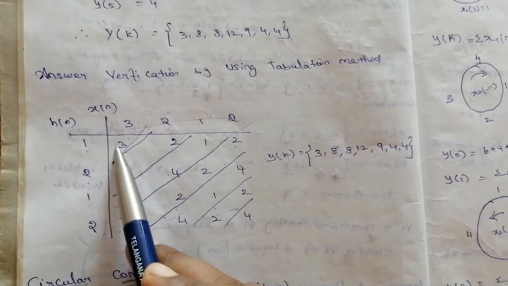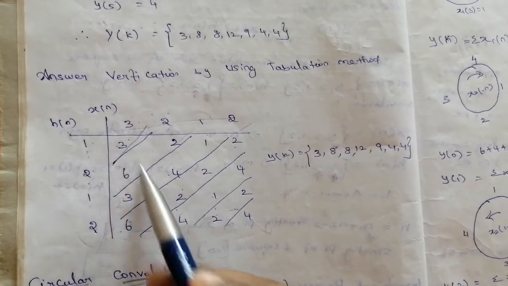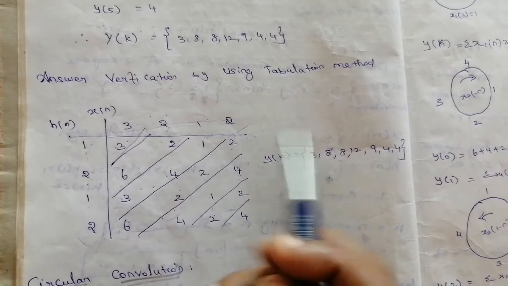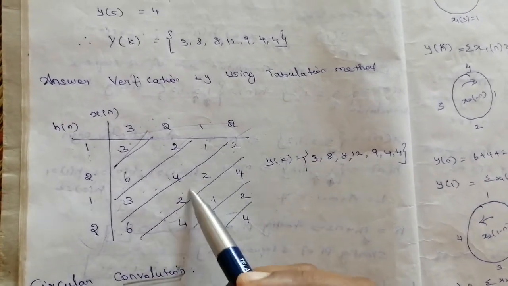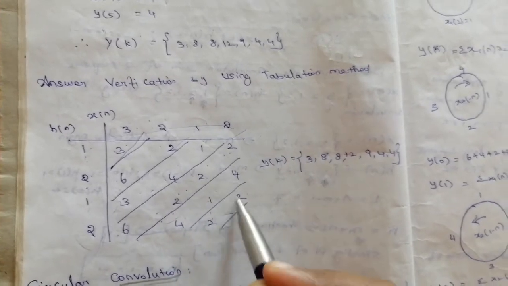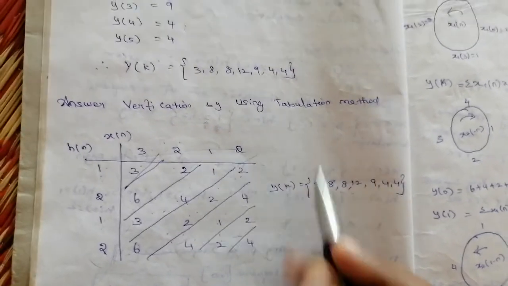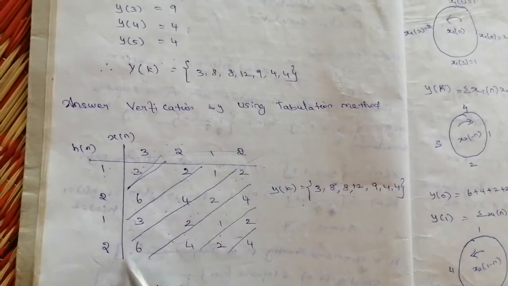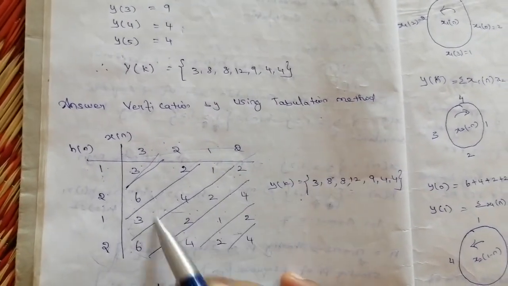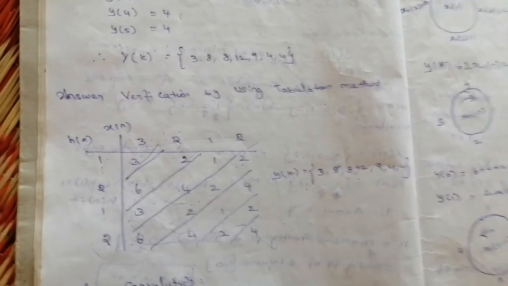Now this 3. In this we add 6 plus 2, 8. In this we add 3 plus 4 plus 1, we get 8. Here 6 plus 2 plus 2 plus 2, 12. 4 plus 1 plus 4, 9. 2 plus 2, 4. So both give the same answer. This is the answer verifying method, called the tabulation method, which is used if it is asked in a 2 mark question. Is it clear, students?